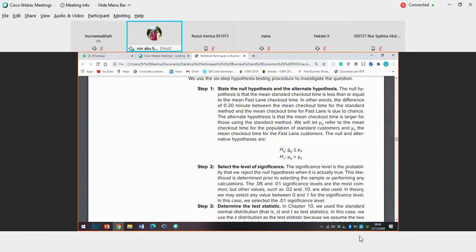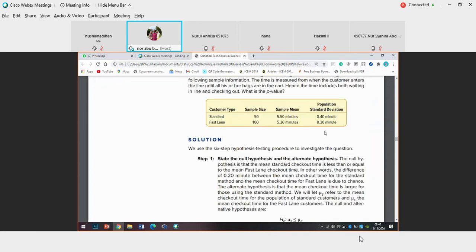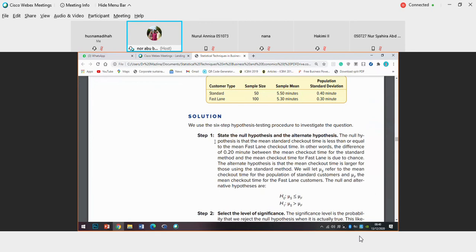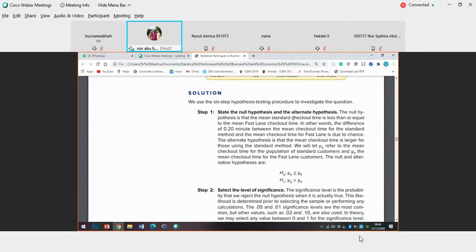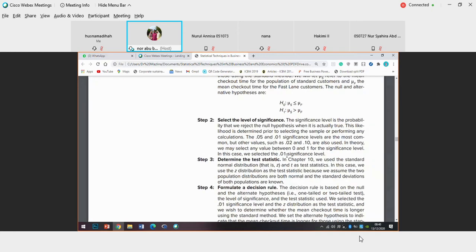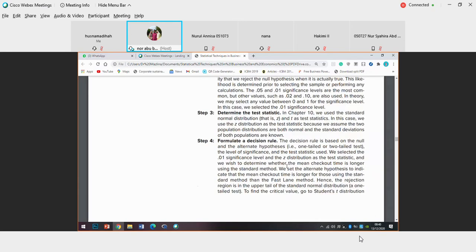Bila awak ada kurang daripada more than or less than, you know, this is one tail hypothesis. Okay, and it's going to be the same thing, the same steps, in which step 1 you state the null and alternate hypothesis. Second step, we select level of significance alpha 0.01, and then we determine test statistic. Okay, ingat tak ni? Determine test statistic depends whether it is T or Z.